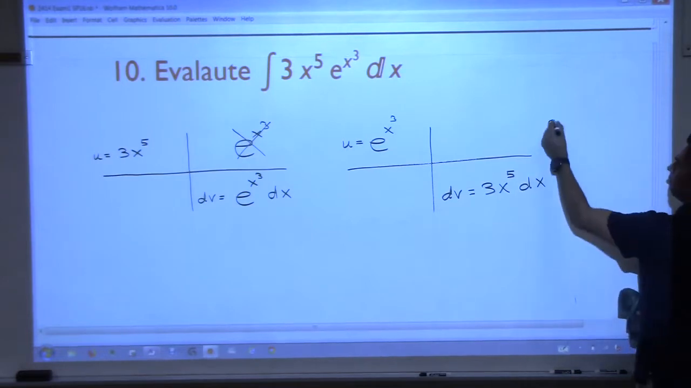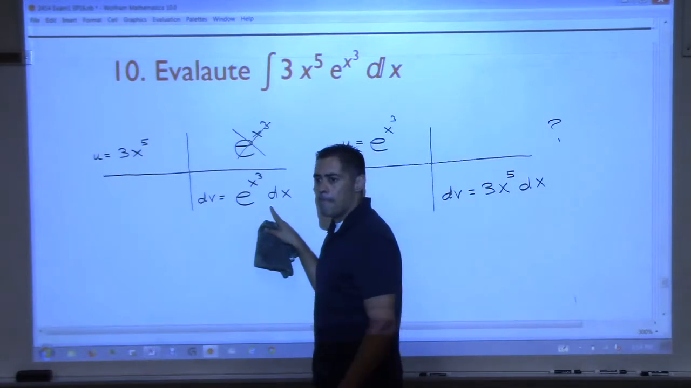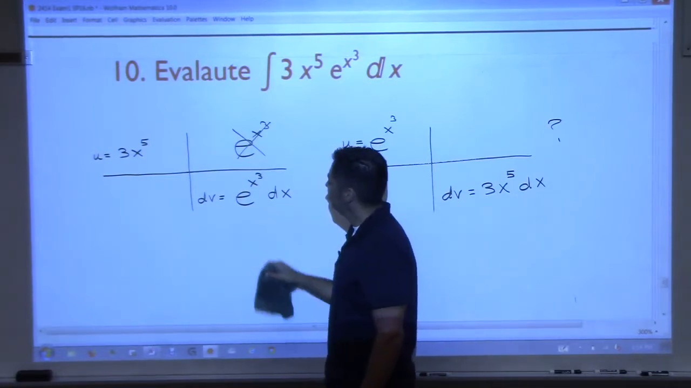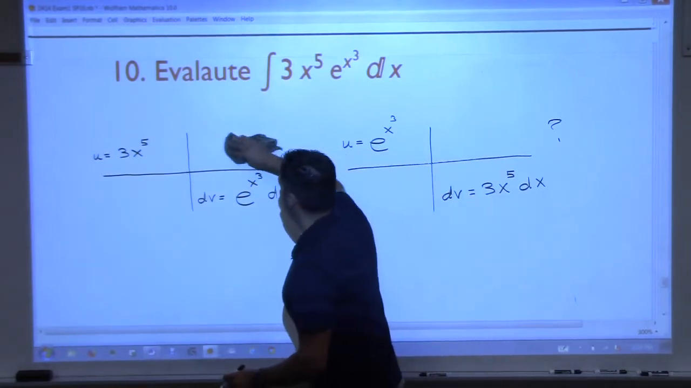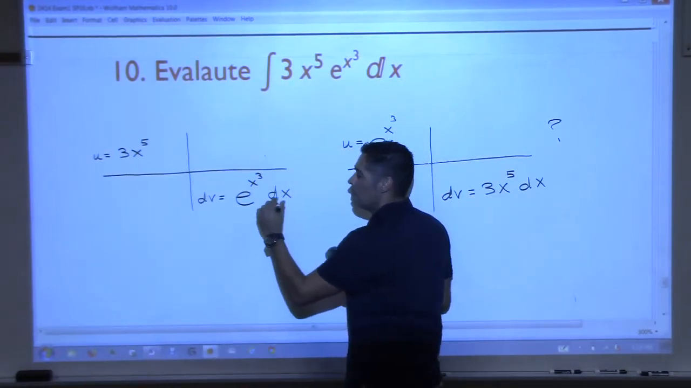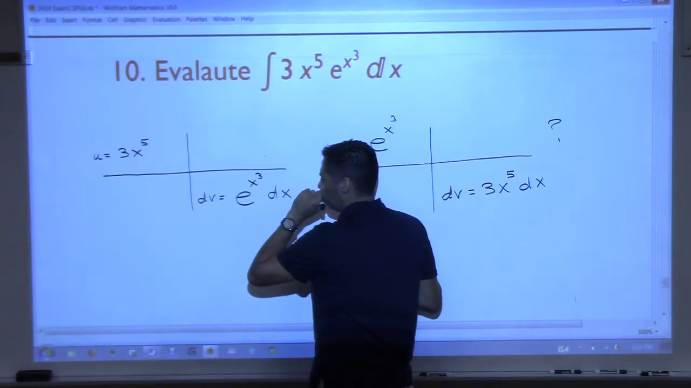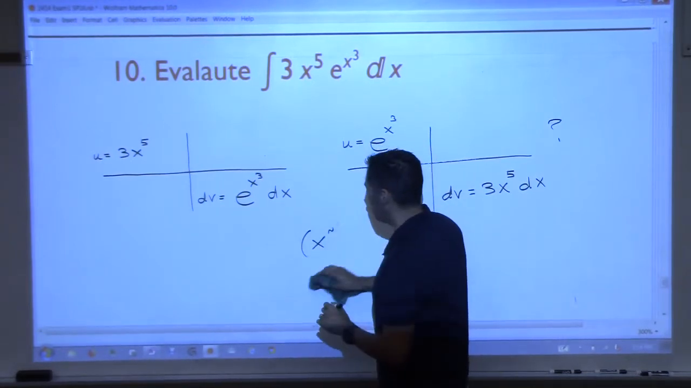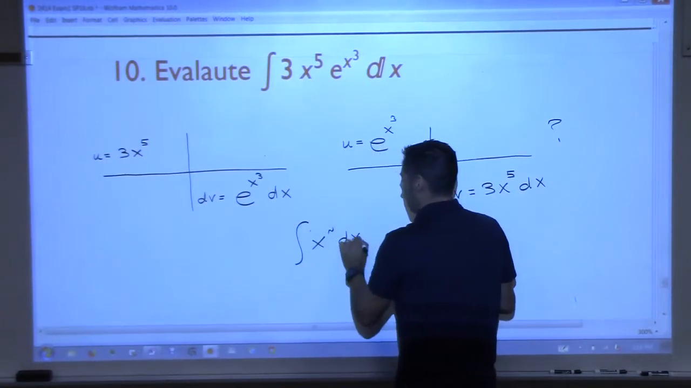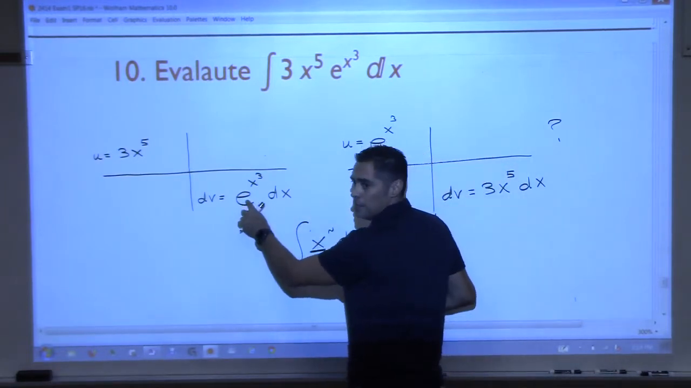So if you leave that e to the x cubed as dv, can you use the power rule for integration to still find v? I'm not quite sure what you mean by the power rule. Can you just tell me what you think? The power rule only works when you have x to a power. It has to be x to a power. Then that's 1 over n plus 1, x to the n plus 1. But this has to be x. It cannot be e to the x cubed.